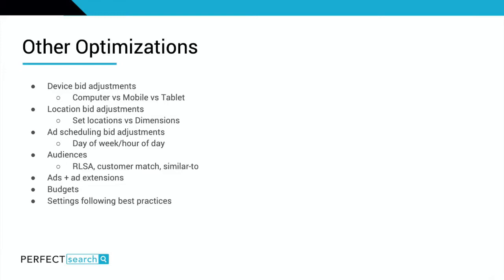Other types of optimizations you can do in the account. You can do bid adjustments on devices. So this can be computer versus mobile versus tablet.